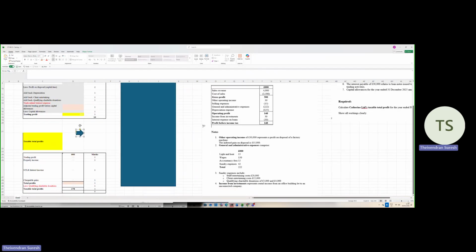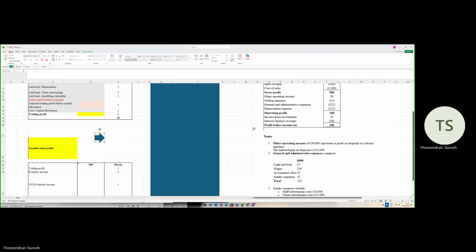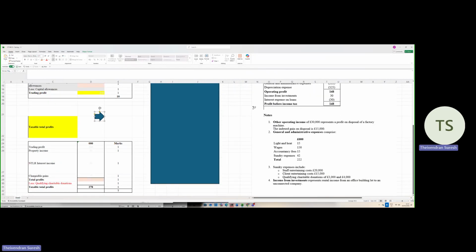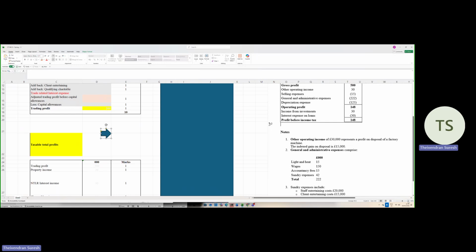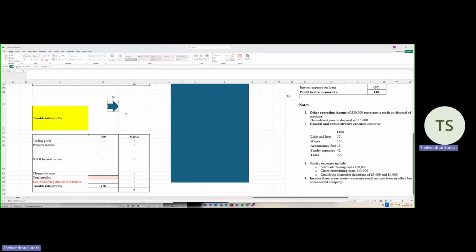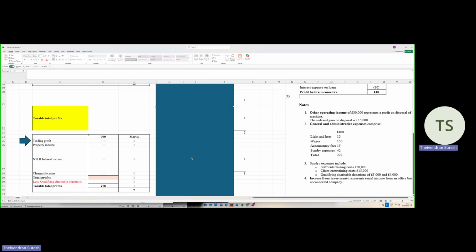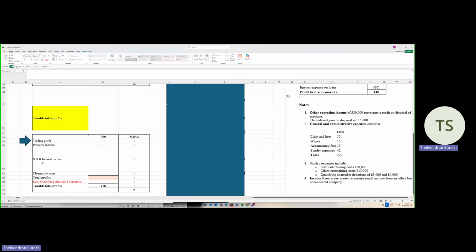Let me scroll. You can see this here. I'm so sorry, I'm using my desktop, it's quite large. Right, so you can see these are the taxable total profit. This is the layout for the corporation tax taxable total profit, right?